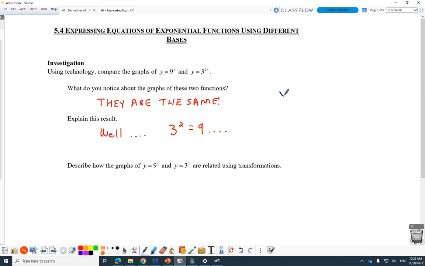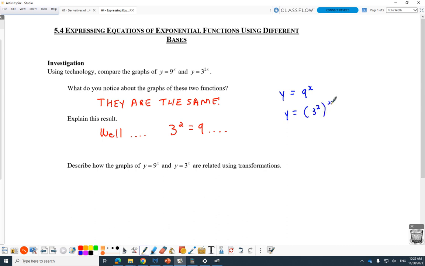Y equals 9 to the x, I can express with a lower base. Not all numbers can. For instance, if this had been a 7, there's nothing I could do. But some numbers, you can express a lower base. There's a base inside 9 I can use, and it's 3. I could express 9 as 3 squared.